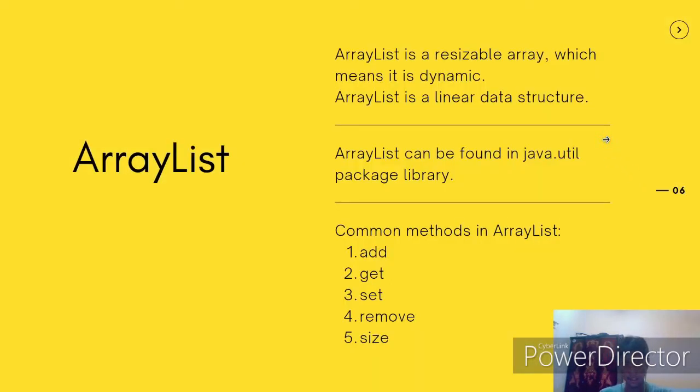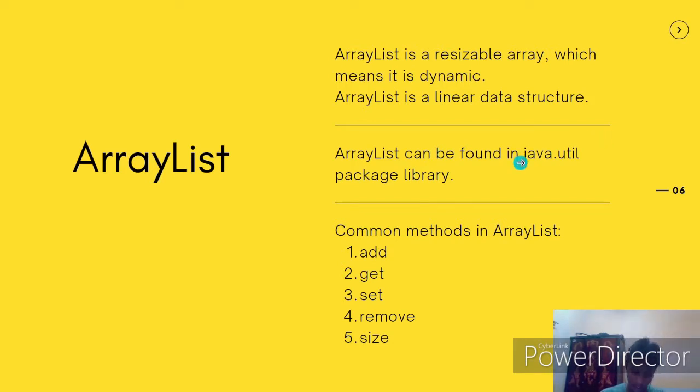What is ArrayList? ArrayList is a resizable array, which means it is dynamic. ArrayList can grow when you add an element and it shrinks when you remove an element from the ArrayList. And ArrayList is a linear data structure. What does it mean by linear data structure? A linear data structure is a structure in which the elements are stored and arranged sequentially. It means that elements are stored one after another, and elements are connected to the previous and the next element.